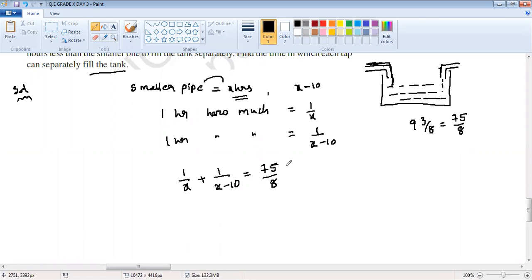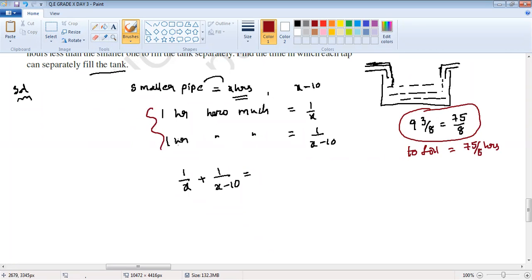Okay, so Vaibhav, we have to identify the mistake you have made here. This is wrong. I've seen most people take 75 by 8, and it is wrong. You should not take it like that. This is the time taken by both the taps to fill the tank, totally 75 by 8 hours. But here we are considering work within 1 hour, right?